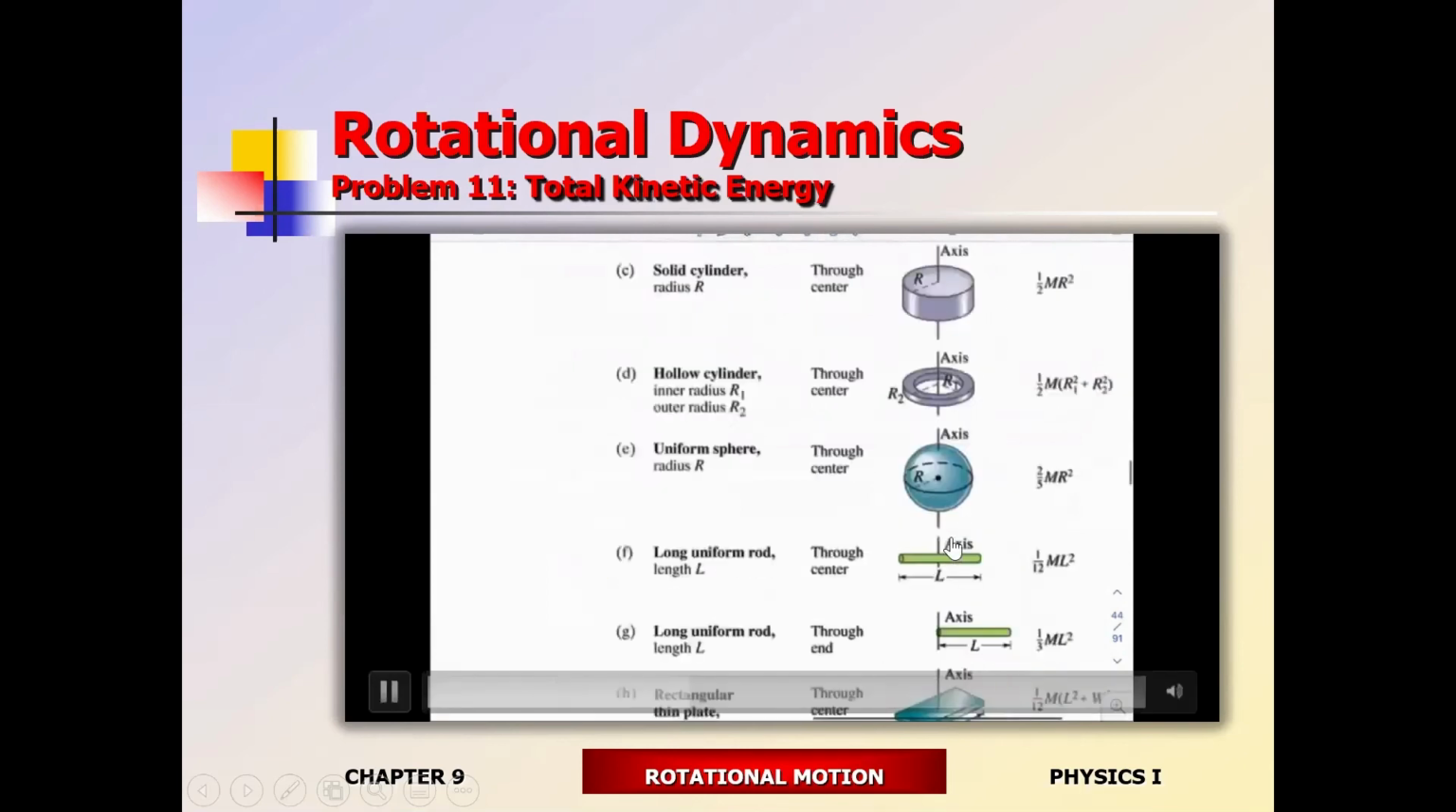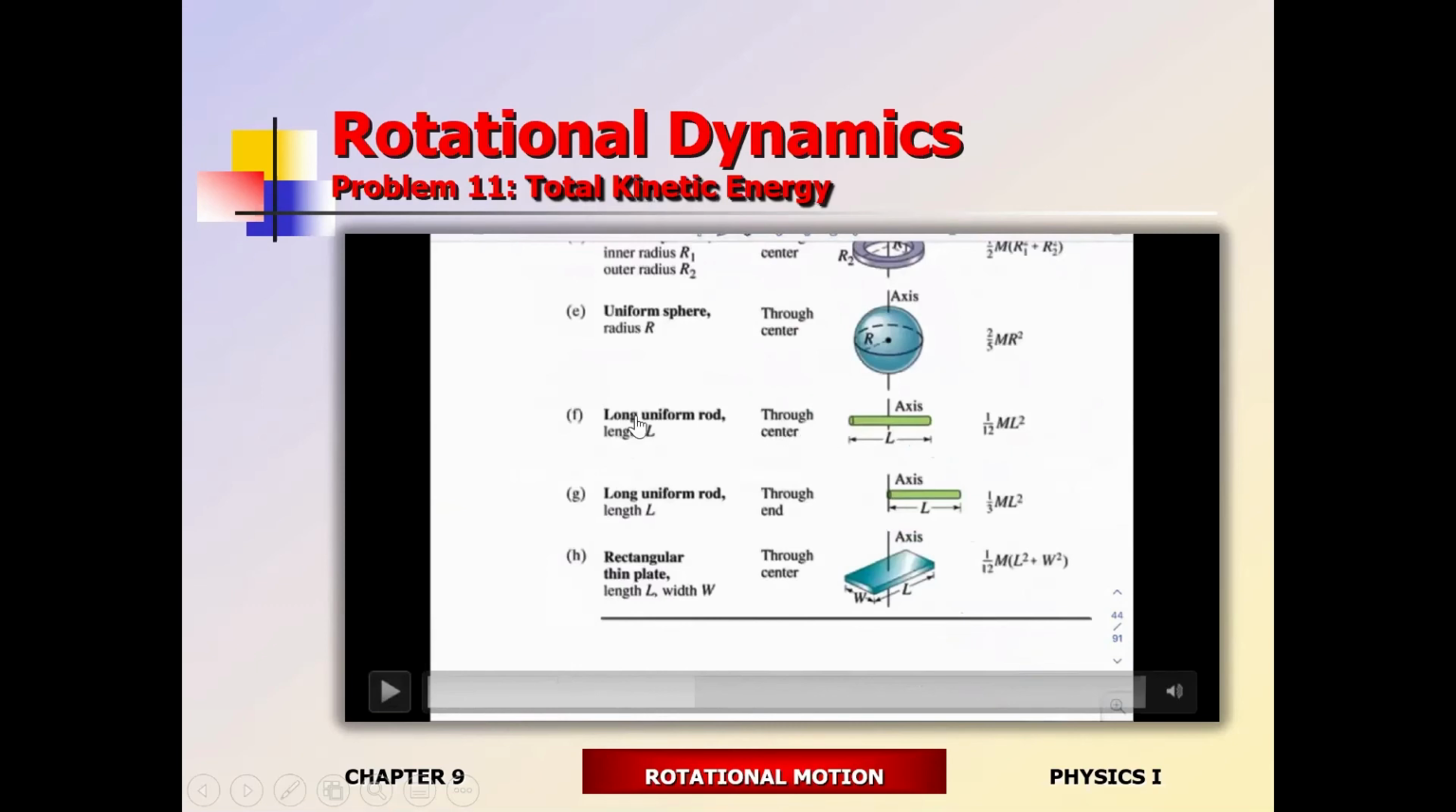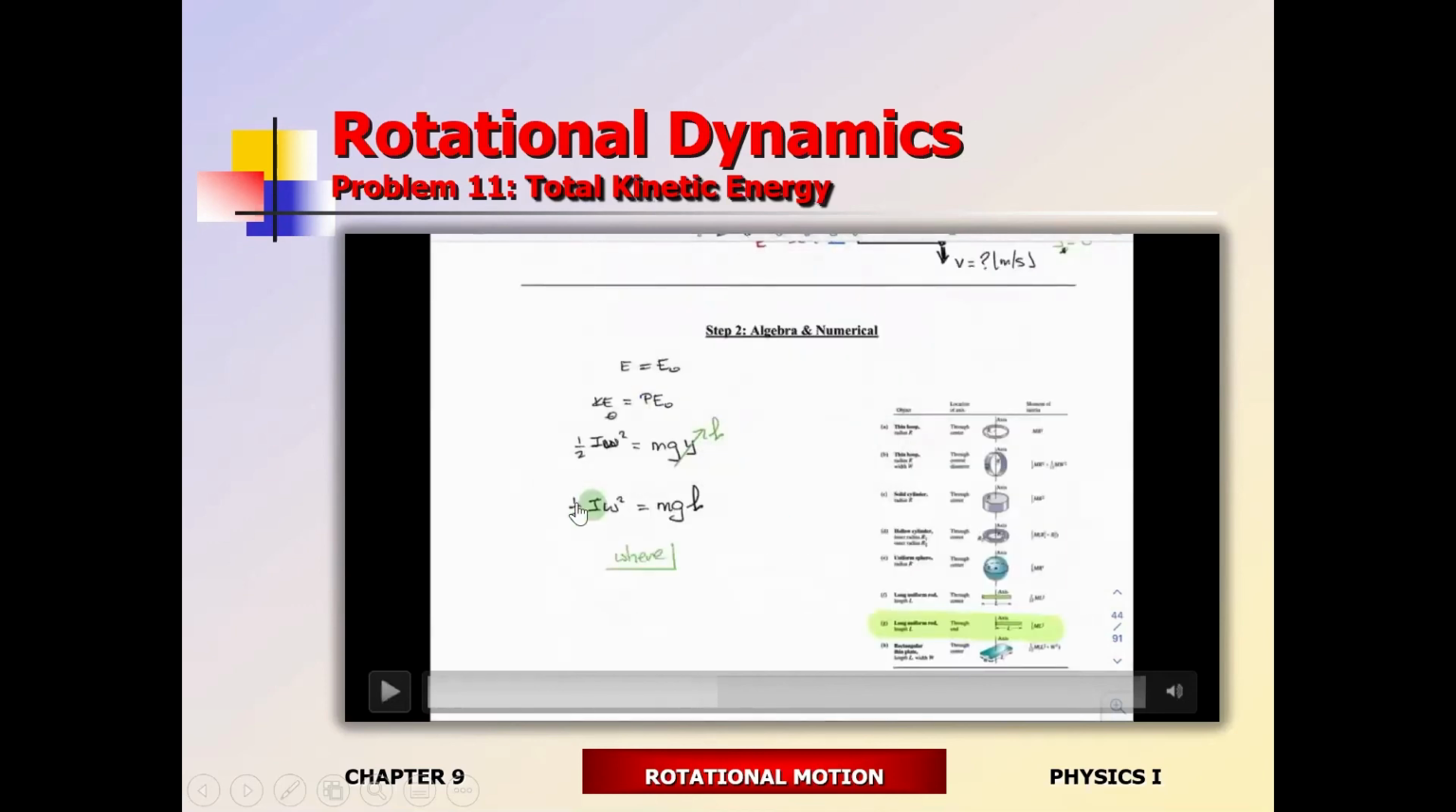So now let's go to our table. The pole is obviously a rod that we're looking at. So it depends on the rotational axis. If it's in the middle, we use this formula. If it's at the edge, we use this. So the pole is sitting on the ground, just like so. It makes sense to use this one. So it's going to be 1/3 ml squared. So our moment of inertia is going to be that. So we do a back substitution.